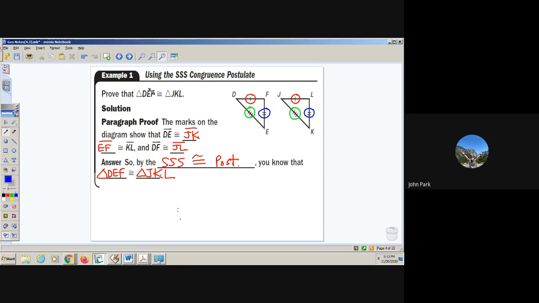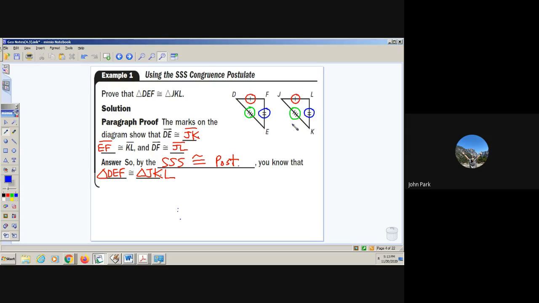So if I'm trying to prove these two triangles are congruent, you need to show that the three sides are congruent. And so they're marked here on the picture, right? So DE is congruent to JK because it has three slashes. And then EF is congruent to KL, segment KL. And then segment DF is congruent to segment JL. So we show all three sides are congruent to the three sides of the other triangle.